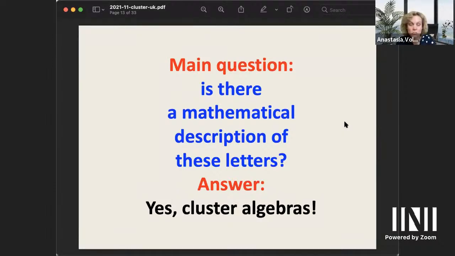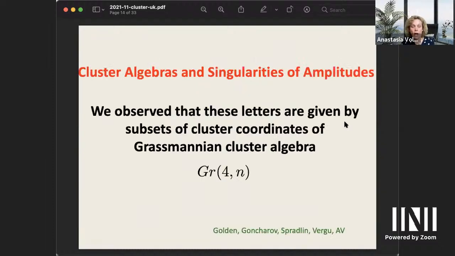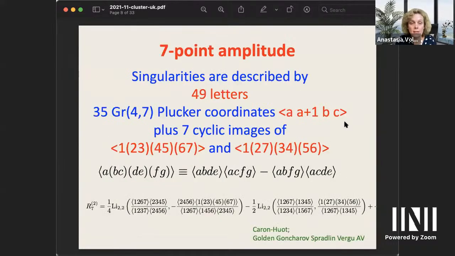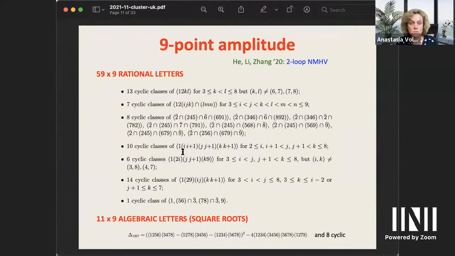The answer at first seems to be that the correct answer is cluster algebras. So the statement is the following. In our 2013 paper with Golden, Goncharov, Spradlin, and Vergu, we observed that the letters, the set of singularities that I presented for you for 6 and 7 points, are given by a subset of cluster coordinates of Grassmannian cluster algebras. If some of you recognized immediately when I showed you the 7-point letters, you could have said, wait a minute, these are just cluster coordinates for GR47 cluster algebras. So that's a sharp statement that was there from 2013.